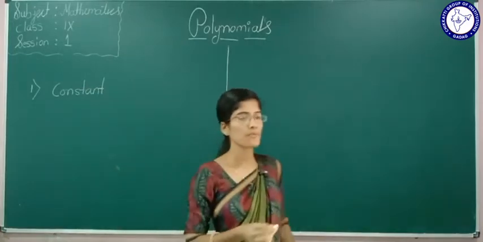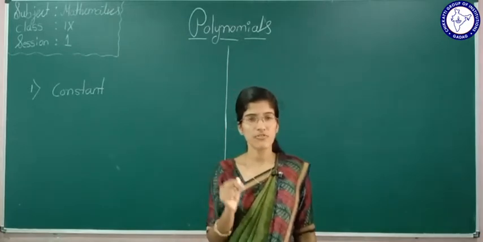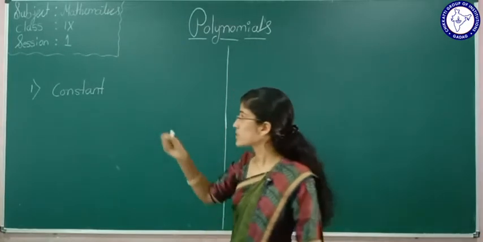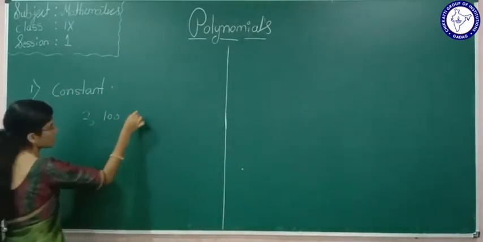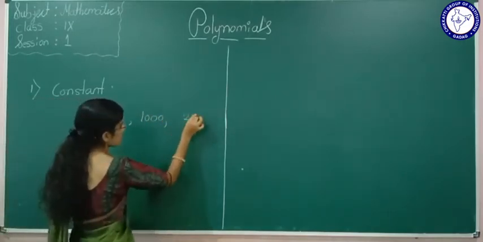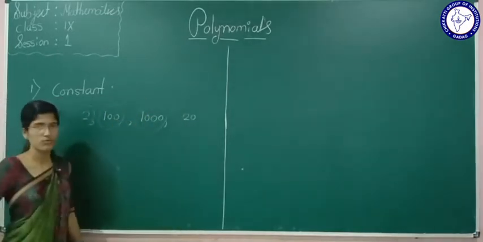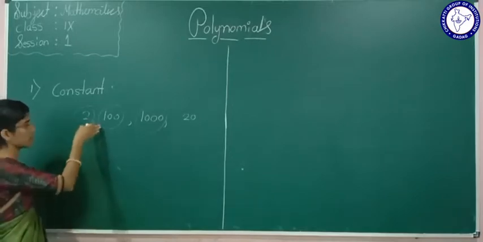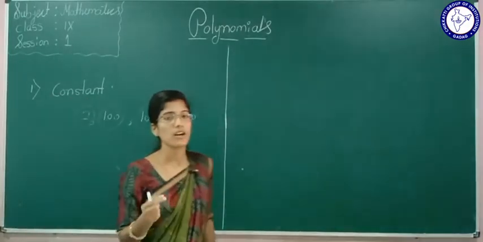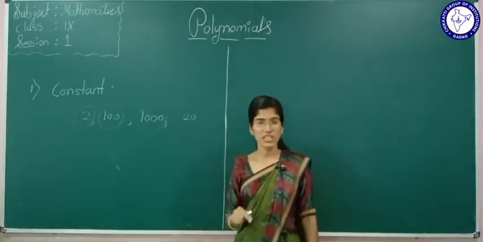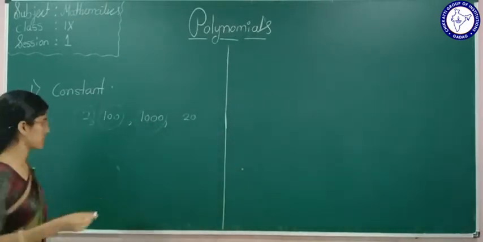What is a constant? A symbol which has a fixed value is nothing but a constant. Suppose I write 2, 100, 1000, 20. All these symbols have a fixed value, right? Such numbers are nothing but constants. The definition of a constant is a symbol which has a fixed value. Next, what is a variable then?